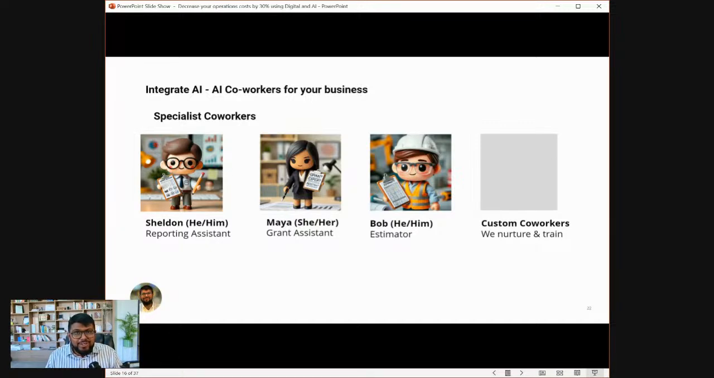We nurture them, we train them, we educate them, send them to school, feed them, then place them in your organization as interns. And once they graduate, once they have fully learned, they become your fully fledged co-working resource.